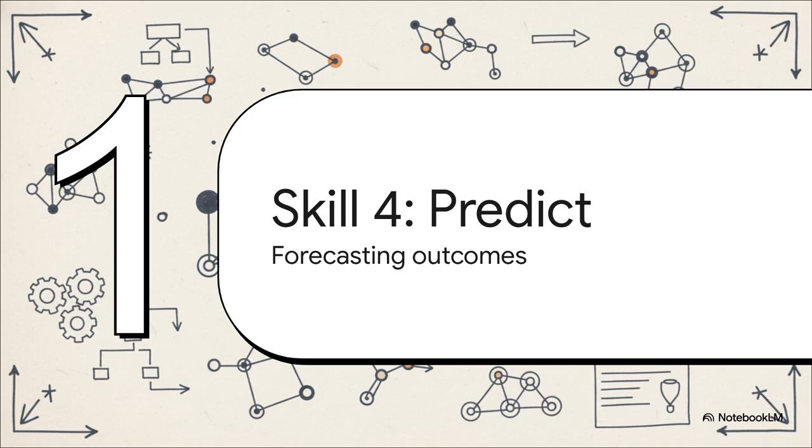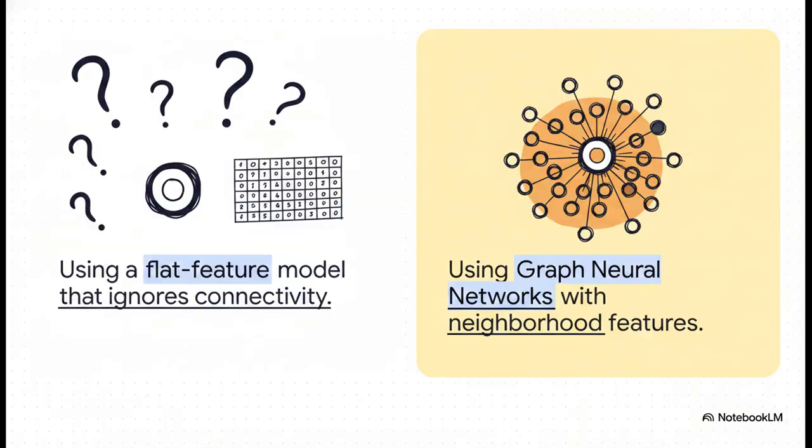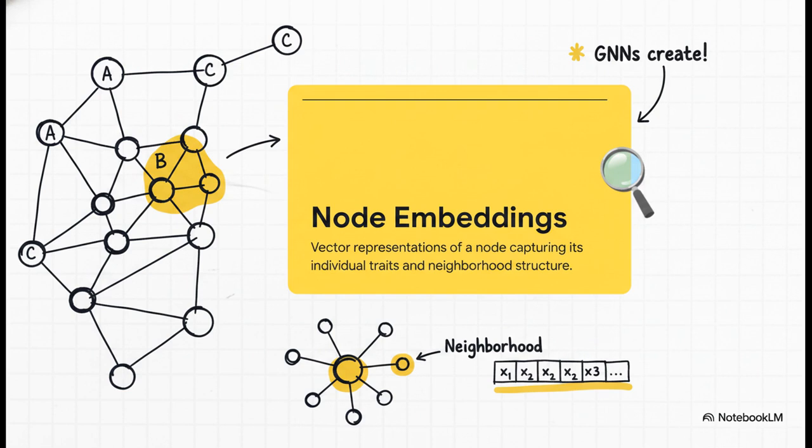Finally, we arrive at skill 4, predict, forecasting outcomes using graph structure. Think about this for a second. How can a supplier with absolutely perfect financial scores suddenly fail and completely derail your quarterly production? If you take the naive approach, you're using a flat feature XGBoost model that only looks at that supplier in strict isolation. You are completely missing the cascading risks hiding in the network all around them. A network-aware approach, though, relies on graph neural networks to create node embeddings. This brilliant technique takes the structure of the neighborhood itself and turns it into a highly predictive mathematical feature.